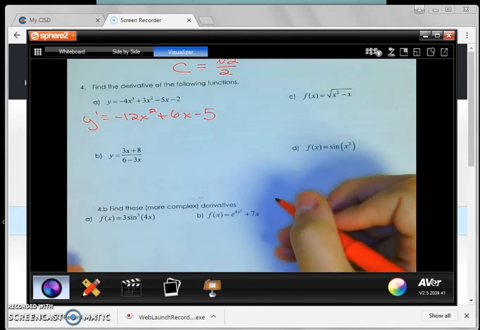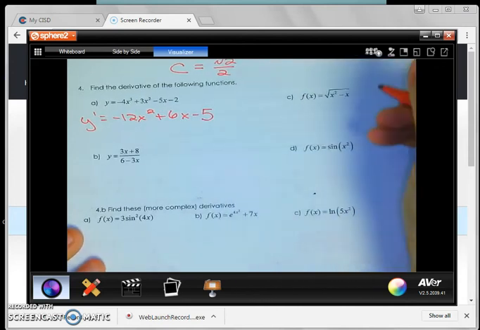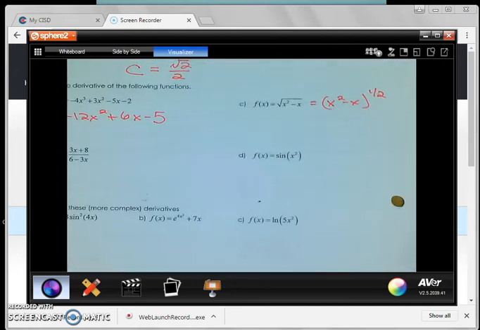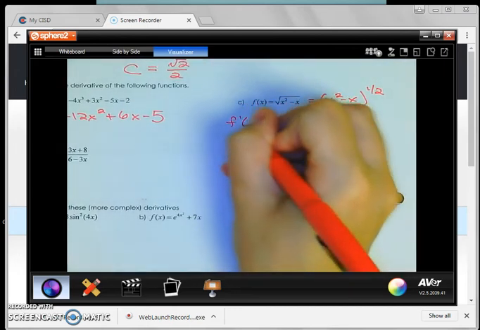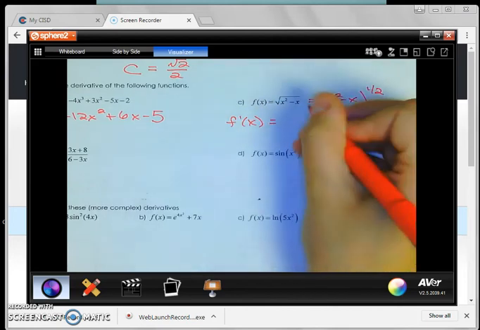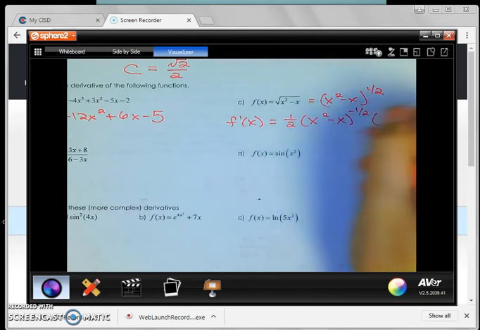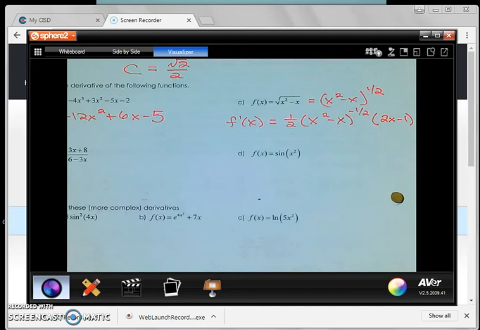So you've got that there. And for this one, I would just rewrite it. This is equivalent to x squared minus x raised to the 1/2 power, and then it becomes a chain rule. Okay, so f prime of x, this comes out front, copy the variable, decrease the exponent by 1, so that goes to the negative 1/2, and now I multiply it by the derivative of the inside, so that's 2x minus 1. Okay, and that would be your safe stop.